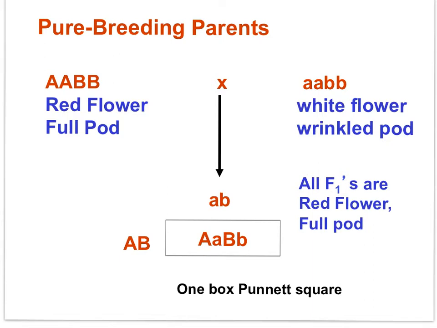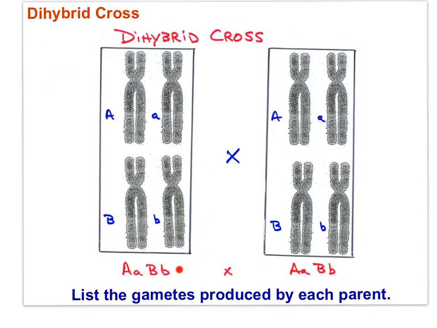Red flower, full pod. So here is the F1, the dihybrid individual, heterozygous for two genes, and we're crossing the F1s among themselves. This is the dihybrid cross. Two individuals, both heterozygous for two genes. Each individual in this cross will produce four gamete types. Think about independent assortment here. The next slide will help.